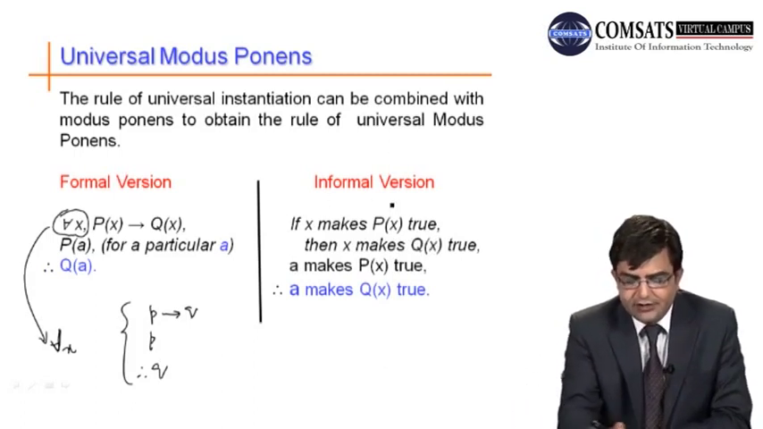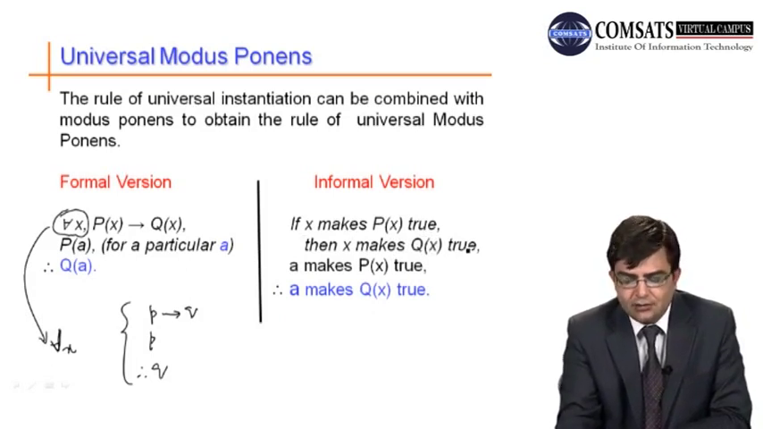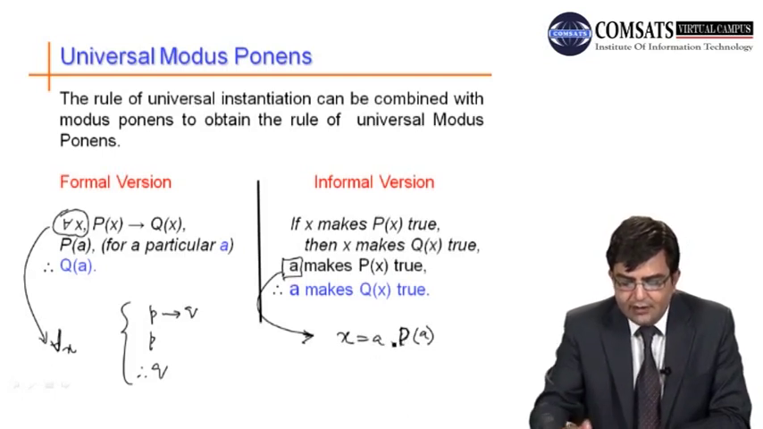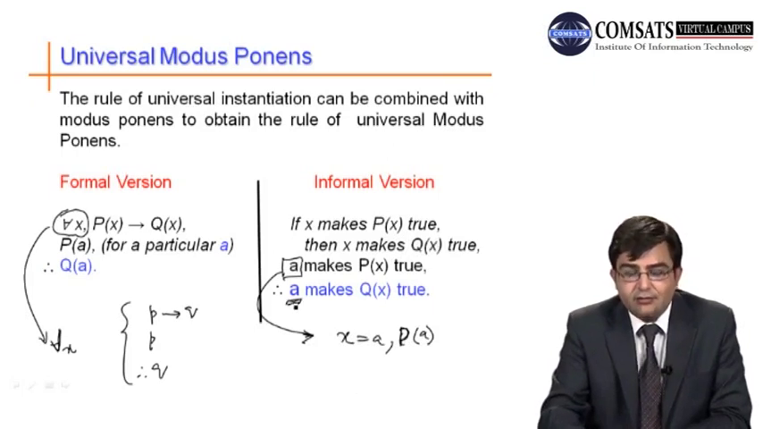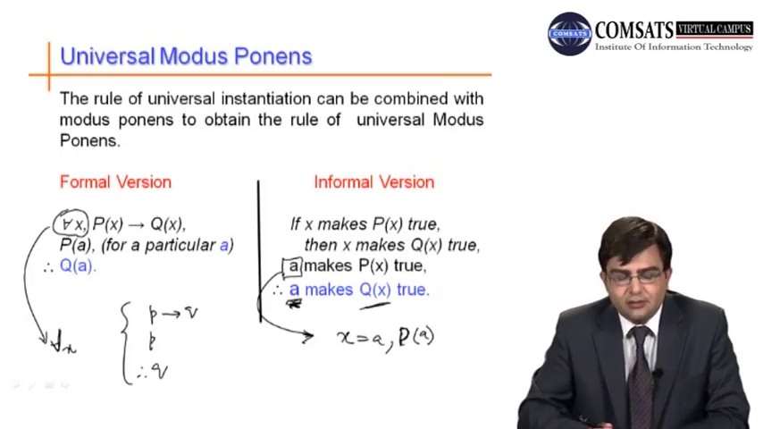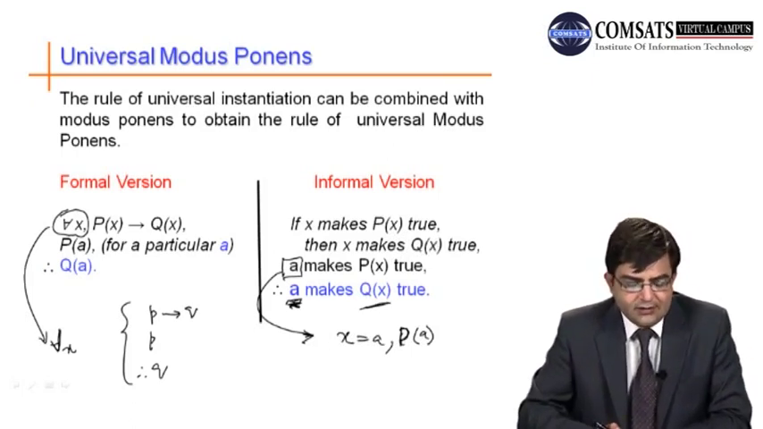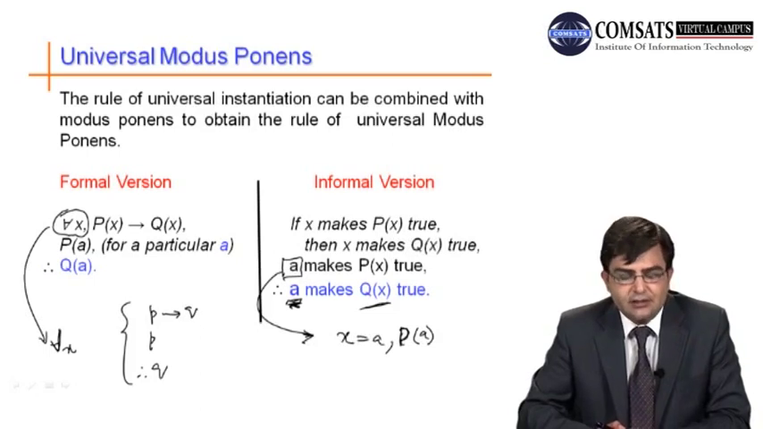In the informal version I have explained to you that if every x makes p of x true, then x makes q of x true. Here we have chosen a particular value of x. We can say, if x is equal to a, then p of a is true. For a particular value of x, if p of x is true, then for that particular value q of x will also be true. So this is the universal modus ponens, in which we have introduced the universal quantifier.